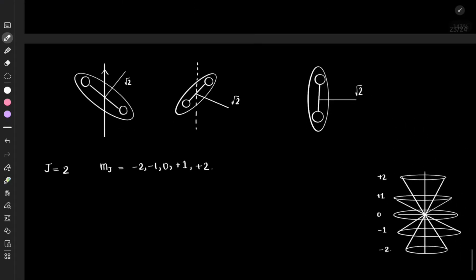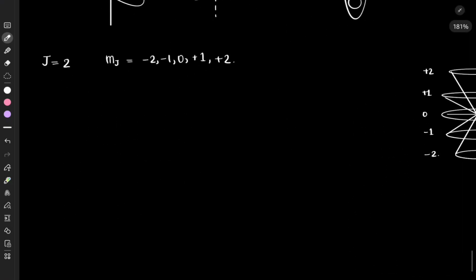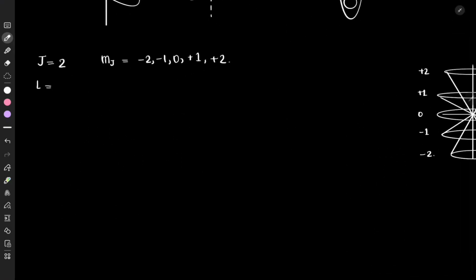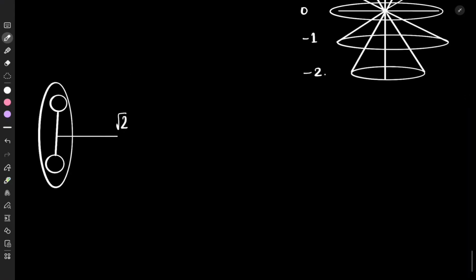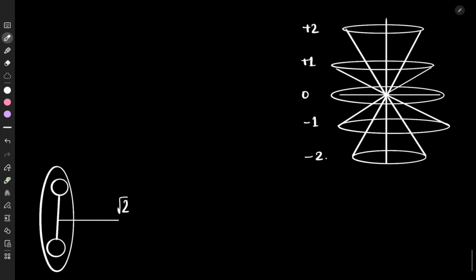Okay, before that let's find a few things like L value and all. So L is nothing but h cross root of j into j plus 1, 2 into 3, that is 6. So h cross of 6, so h cross root 6. Okay, so this is the phi orientation. From here we can understand that the angular momentum vector can lie anywhere on the surface of the cone for a particular value of mj. That means the rotational energy depends on the j value, the rotational quantum number, and not on the orientation.